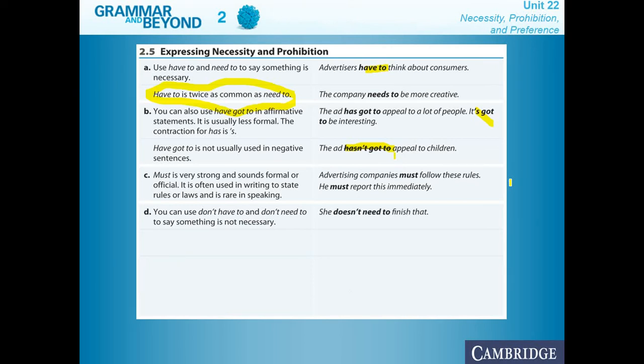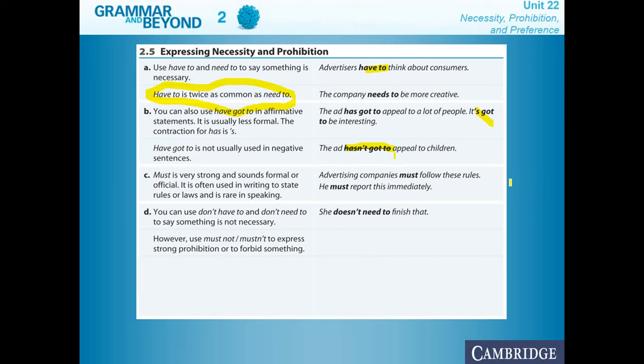For example, she doesn't need to finish that. That means that it's not an obligation, it's something that she can do or she has the option to do. However, we use must not or mustn't to express a strong prohibition or forbidding of something. So that means that when you're using must not or mustn't, you're talking about something that is completely prohibited. For example, you must not smoke in the parks.